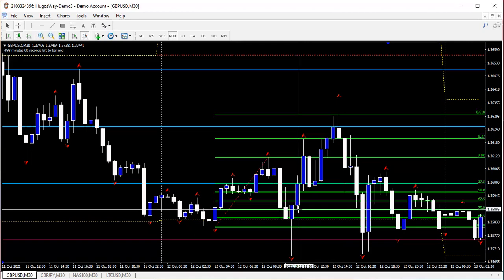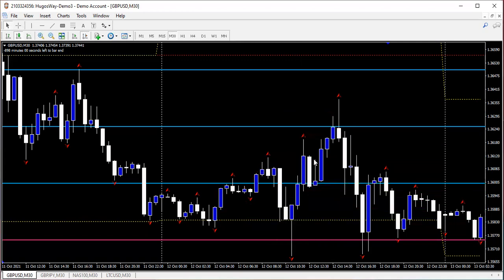And here you could have taken an entry because this candle engulfed this candle. Here's an entry. Now that's a 30 pip move. If you wanted to hold it, that's a 46 pip move. So that was 2 entries.